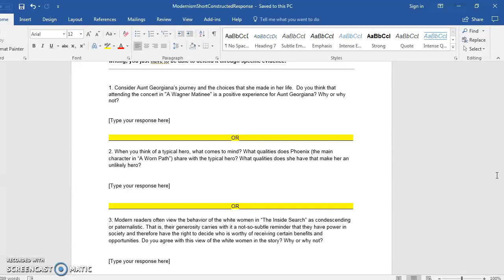All right, you've got to pick a side. It's okay to recognize why some people might say that it was positive. However, and then you talk about why it wasn't positive. So you've got to make sure you take a stance there.